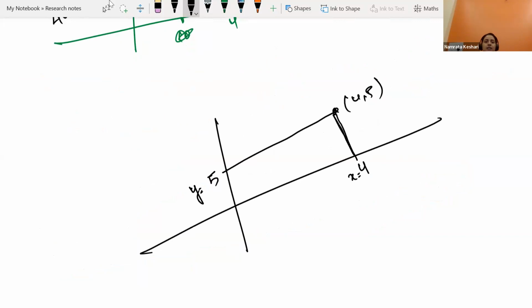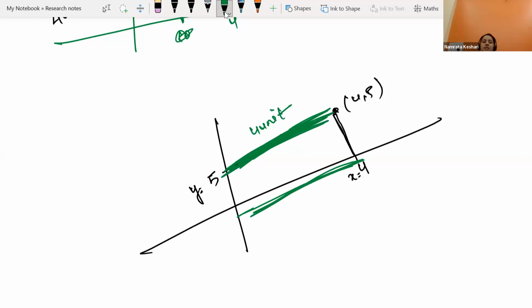Right? So we can say that this much distance is nothing but just the horizontal distance, that is 4 unit. Yes or no? Yes, ma'am. This distance and that distance will be same, so the perpendicular distance will be 4 unit. Yes or no?